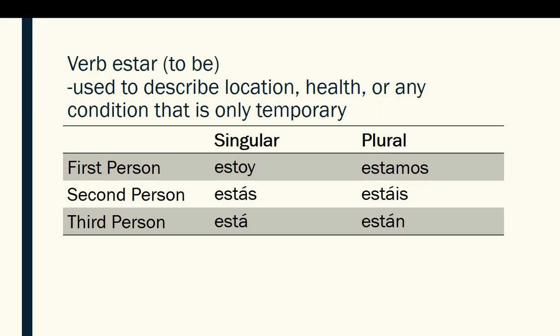Here are the different forms of the verb estar. For first person singular, we have estoy. Second person, estás. Third person, está. For plural, first person, estamos. Second person, plural, estáis. Third person, plural, están.